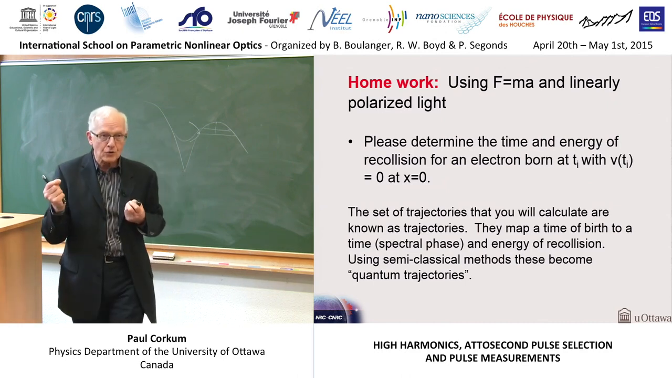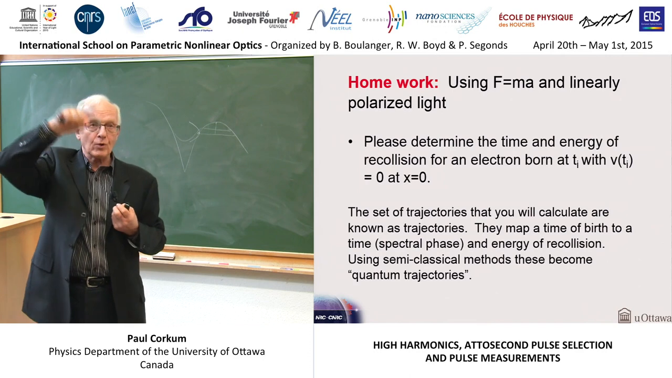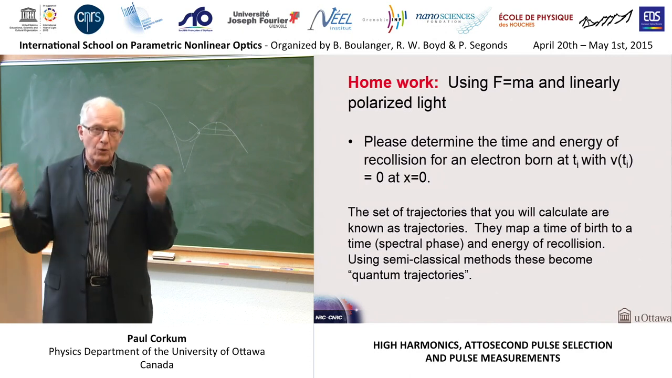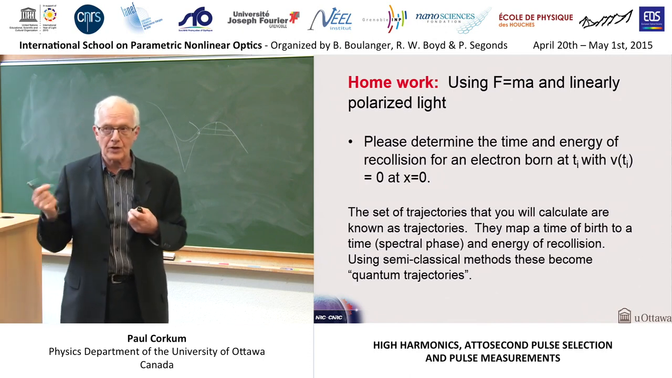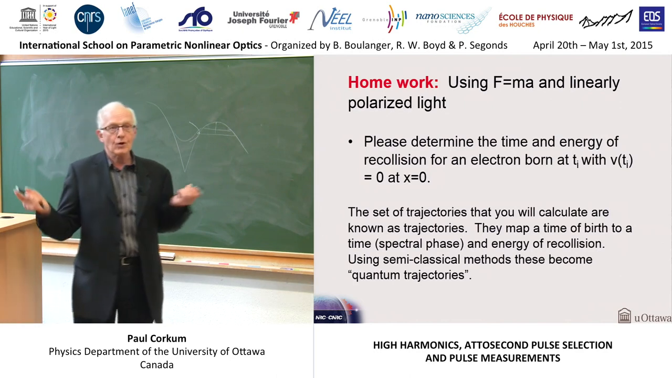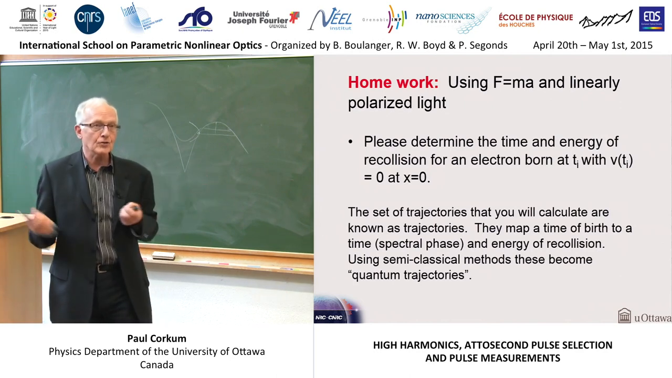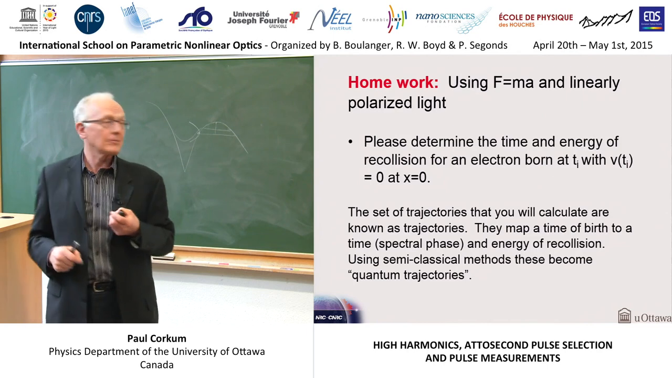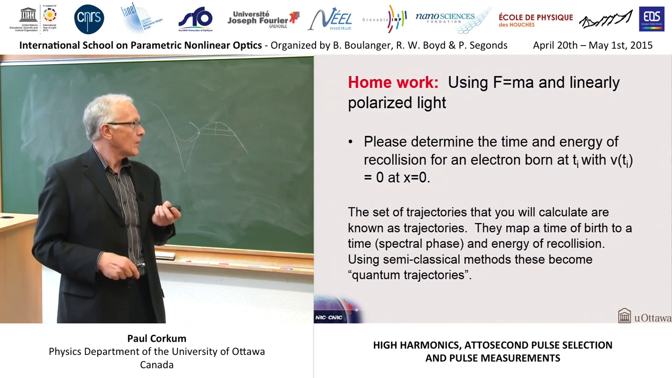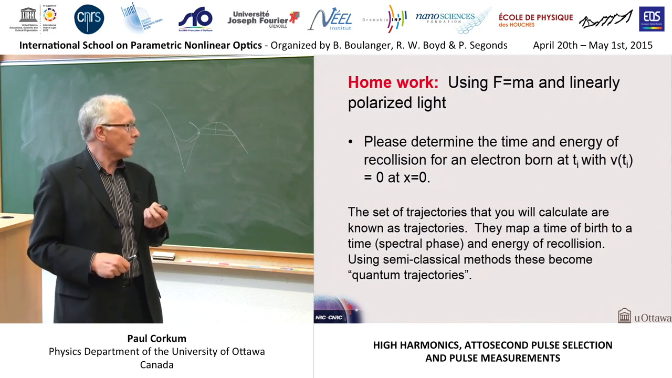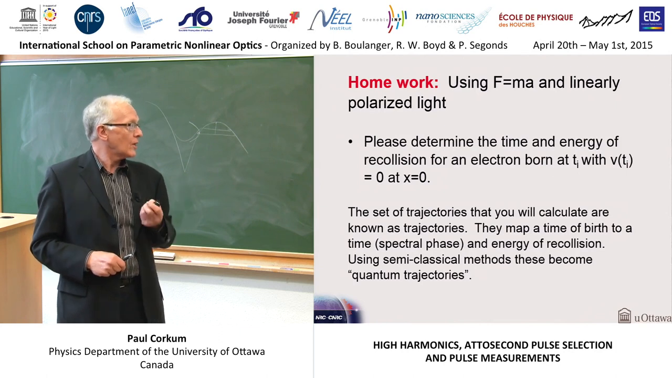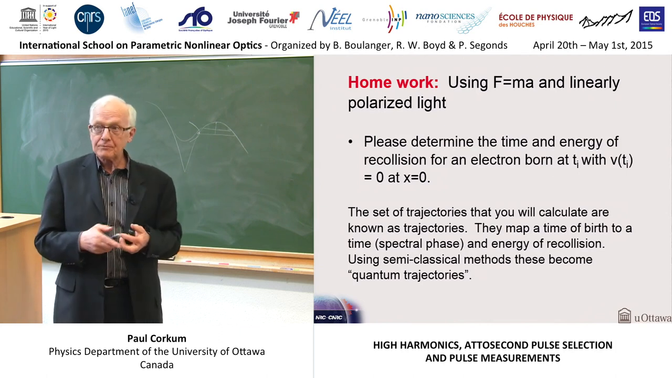These are classical trajectories, and if we impose quantum mechanics on it, these are quantum trajectories, and they're called just exactly that. And you can work it out. It will take you no time. It's, again, classical physics. It's a first-year problem, okay? First-year physics. They map the time of birth to the spectral phase of the electron recollision.